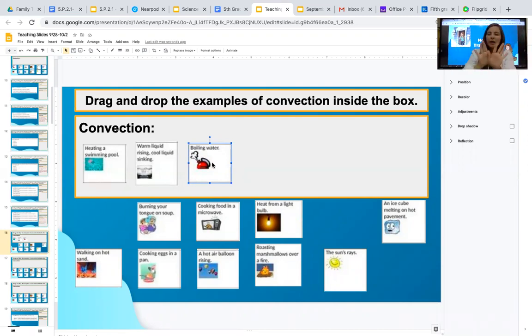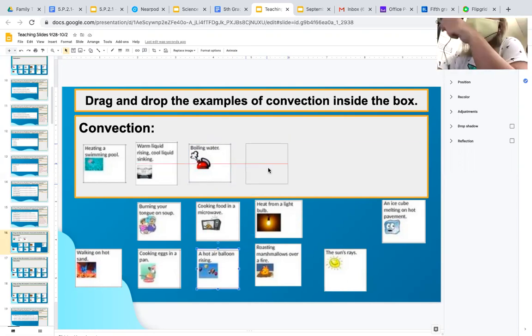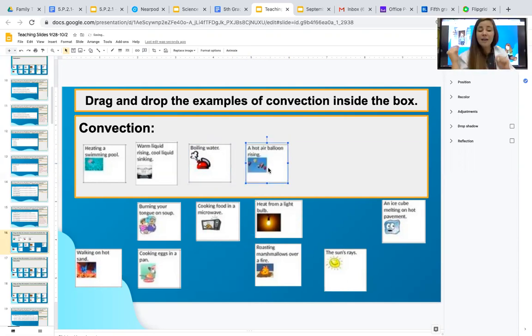Remember, the molecules heat up and they spread out and they become less dense, so they rise. And then those molecules begin to cool down, so they become more dense. They clump together and then they sink. Okay? Fantastic. I hope you guys are listening to me because I gave you a hint to one of the questions.